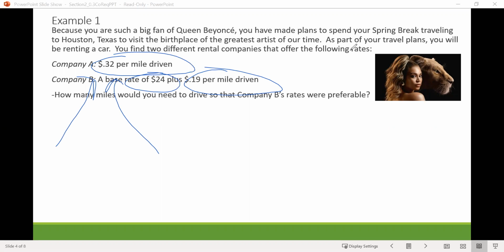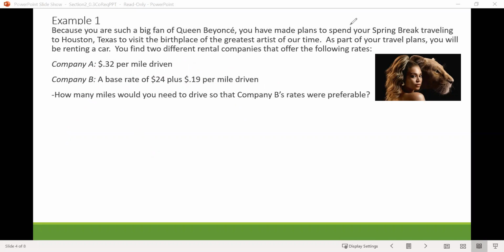However, do we see that eventually Company B will be the better deal? Well, hopefully you do, because the per mile rate for Company B is lower, right? They're only charging you 19 cents per mile. Okay, so let's go through this.